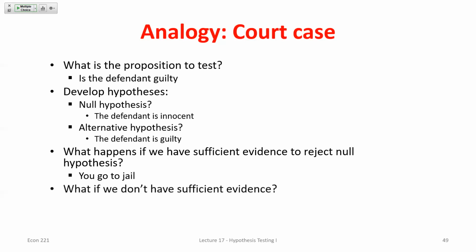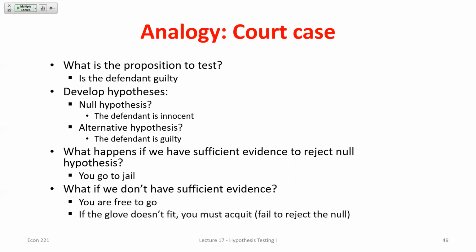If you can't find enough evidence, so maybe there's no DNA evidence of the crime, they have a murder weapon that's similar to what they think was used, they don't really have a solid alibi, but there's no real motive. You found some evidence that it could be that, but not strong enough. Well, then you fail to reject the null, that the person was innocent, and so they go free. Right? And I think I have an OJ part here: the glove doesn't fit, you must acquit.